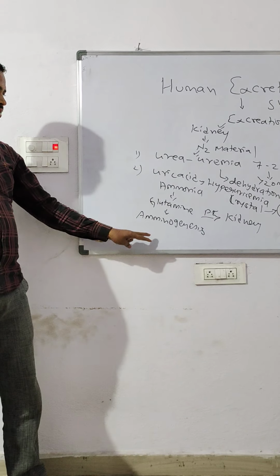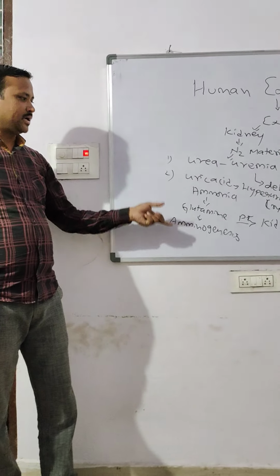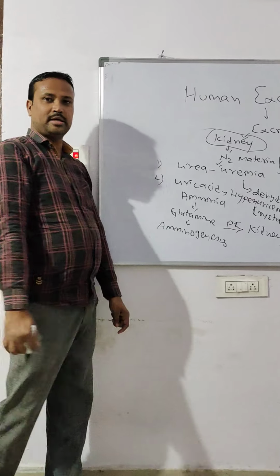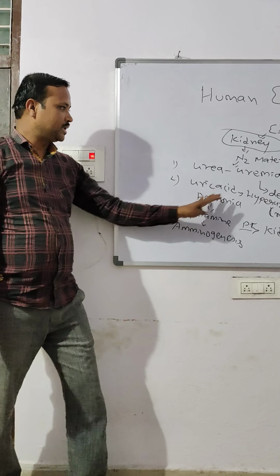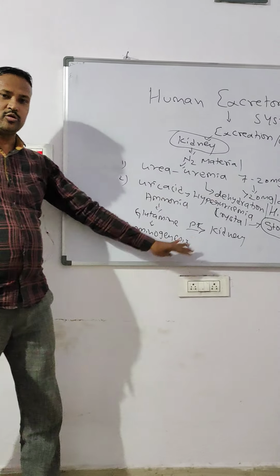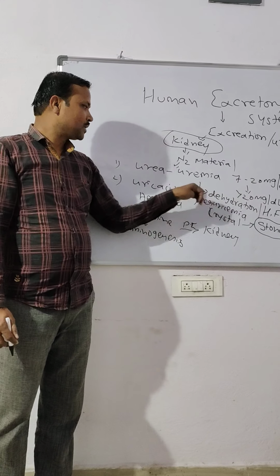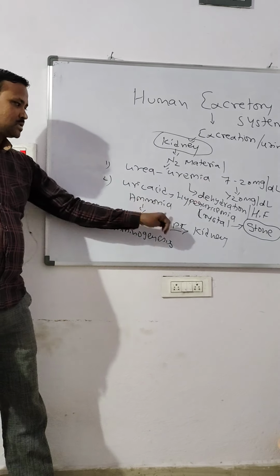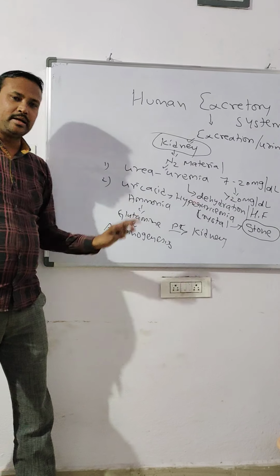In all these conditions, everything has to be excreted from the kidney. It is compulsory. Otherwise, these problems are going to be faced in the future. If it is not treated in time, we observe uremia and hyperuricemia, and if the ammonia is not excreted, again it causes kidney problems.